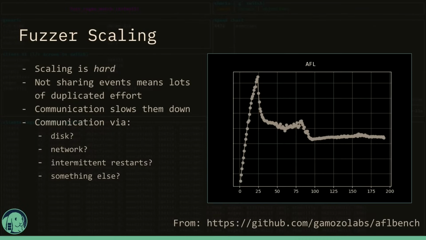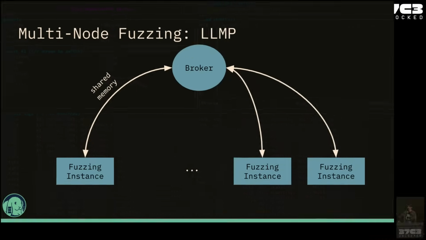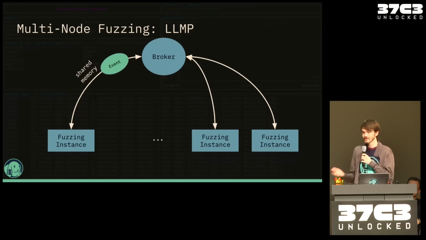So what we implemented was something called the low-level message passing algorithm, which is essentially where we have a centralized broker which initializes each of the fuzzer instances. Now, what it does to do so is it launches the fuzzer instance and then opens a shared memory region with that instance so that it can communicate bidirectionally. So let's say that one fuzzing instance has an event occur, such as the discovery of a new test case that increases coverage in the program.